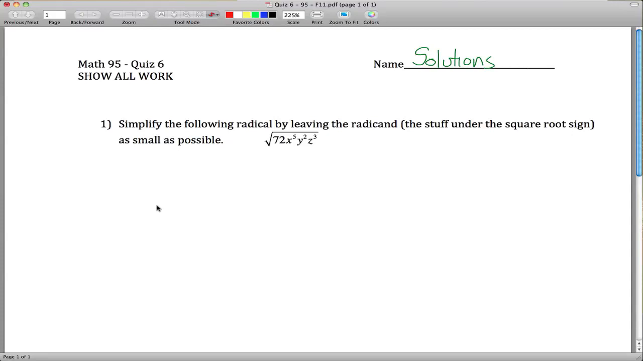Math 95, Quiz 6 solutions. We're asked to simplify this radical by leaving the stuff in the square root sign as small as possible. Take as much out as you can, I guess, is one way to think about it.